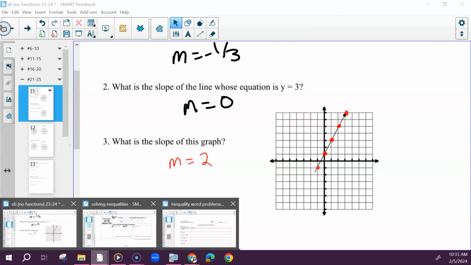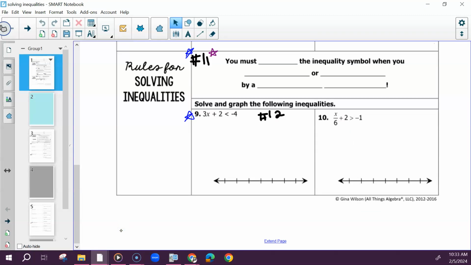This unit we are starting inequalities. Some of it may be familiar to you, some of it will be new to you, but you should have the unit in front of you.